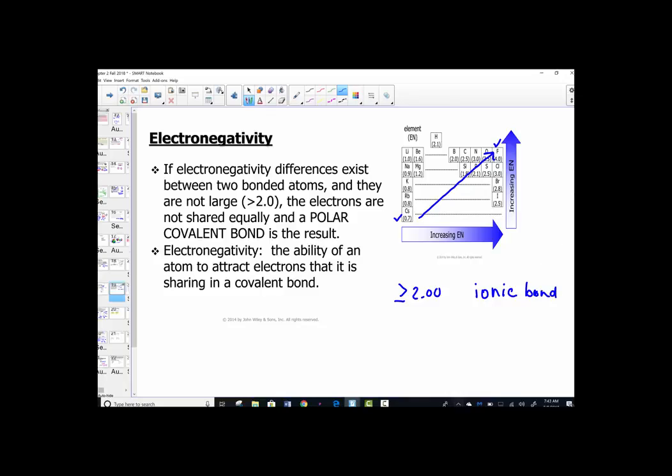So when I subtract for an ionic bond, let's say lithium fluoride from that previous picture, fluorine has an assigned value of 4.0, lithium has an assigned value of 1.0, so the electronegativity difference is 3.0. That's greater than 2. This would be known as an ionic bond. So electronegativity, that ability to attract in a covalent bond, we need the difference to be below 2.00 to even consider it to be covalent.